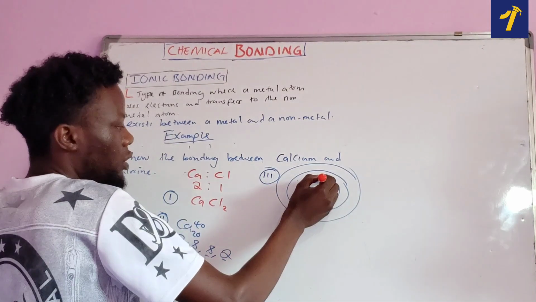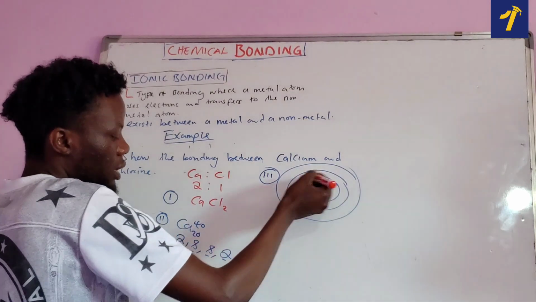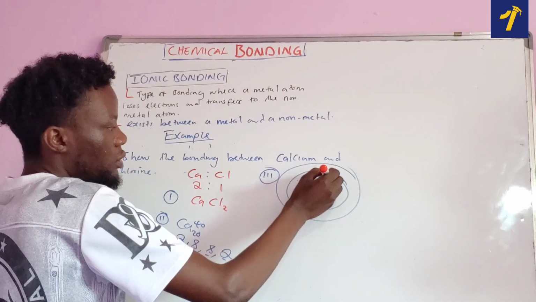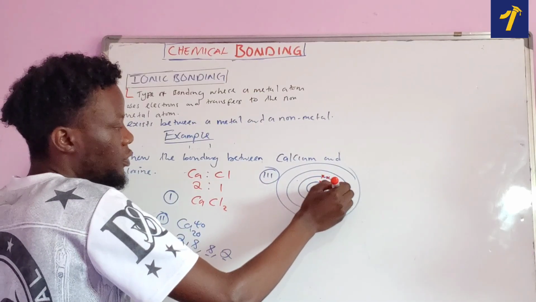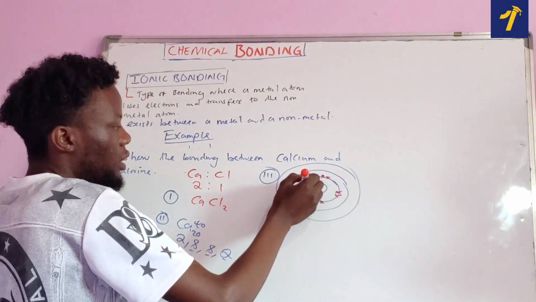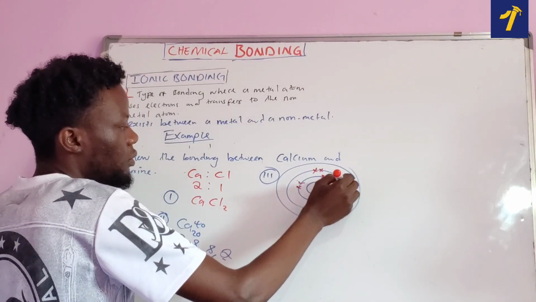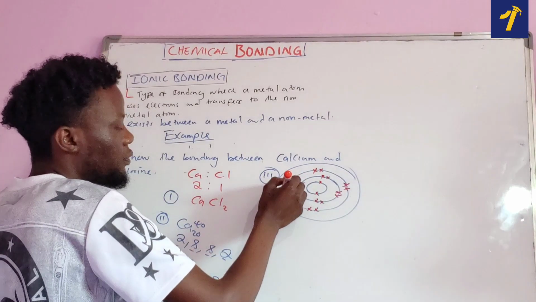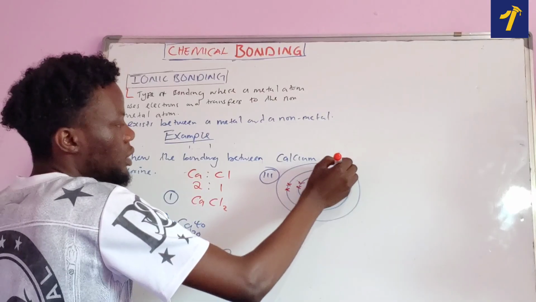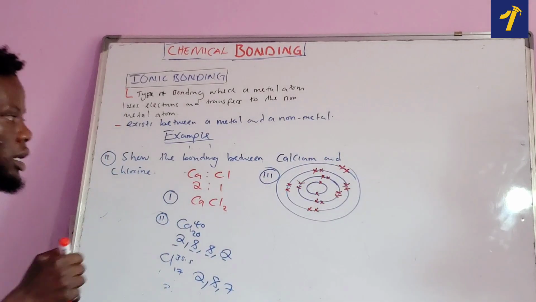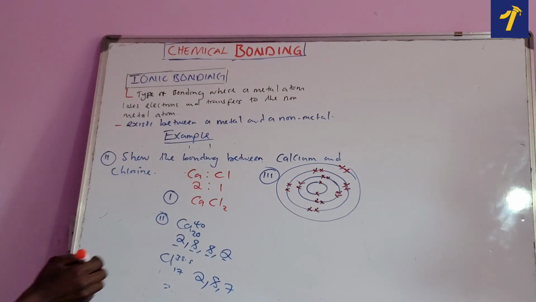So in the first shell we're going to put 2. In the second shell we're going to put 8: 1, 2, 3, 4, 5, 6, 7, 8. In the third shell there is also 8, so put 8 again. Then in the last shell there are 2 electrons. This is for calcium.